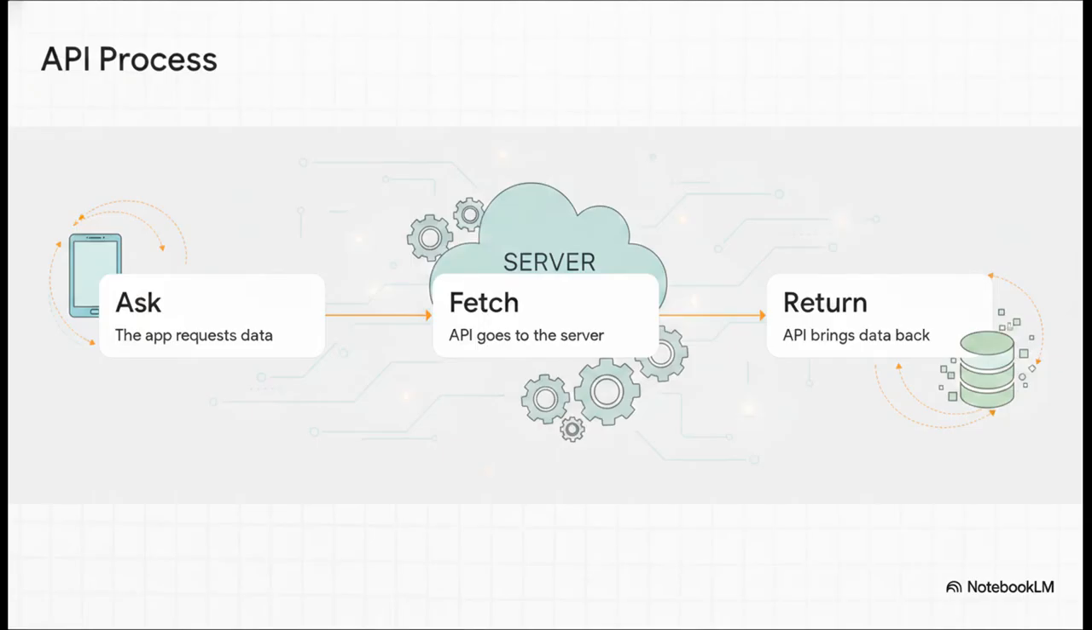So let's break this seamless digital interaction down into 3 distinct, really easy-to-remember steps, just so we really cement it. Step 1. Ask. Your app requests the data. Step 2. Fetch. The API travels over to the external server to locate that specific info. And Step 3. Return. The API brings the requested data safely back to your app to be displayed. Ask, fetch, return. It's a simple 3-step dance. And you know what? It's happening millions of times a second all over the world.